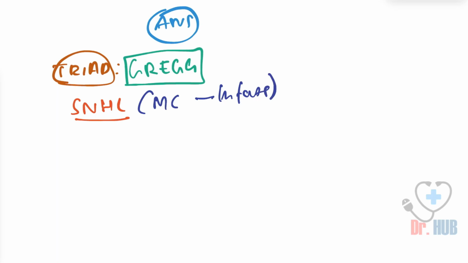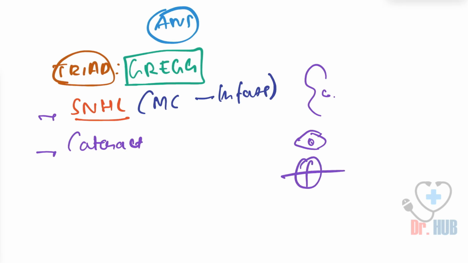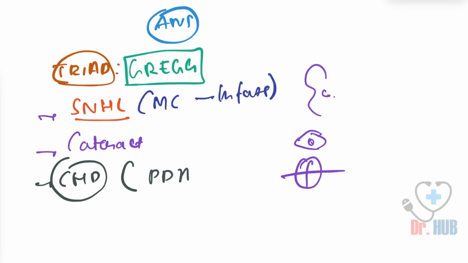Then there is also cataract. So basically it involves the ears, the eyes, and the heart. There is also the congenital heart disease, specifically the patent ductus arteriosus. Now moving on to answering our second question. What was our second question? The second question was about how to diagnose it.